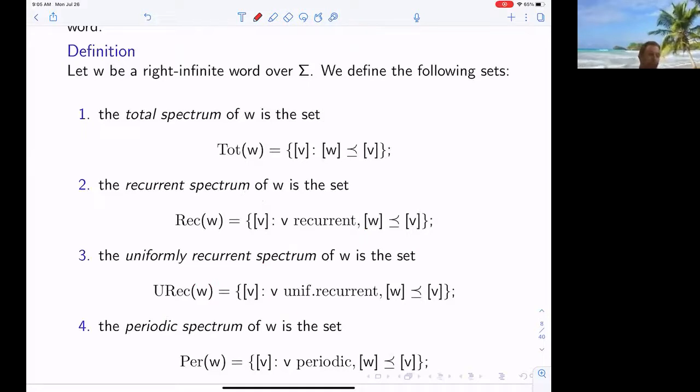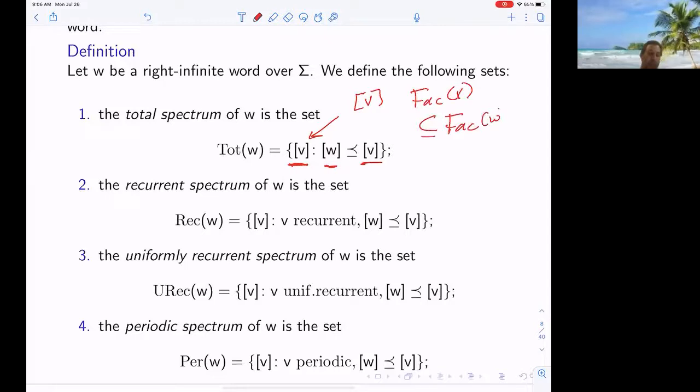So we're going to define some spectra. The total spectrum is just going to be all equivalence classes of words V that are bigger than or equal to W. So these are all equivalence classes of words where the set of factors of V is a subset of the set of factors of W. That's called the total spectrum.